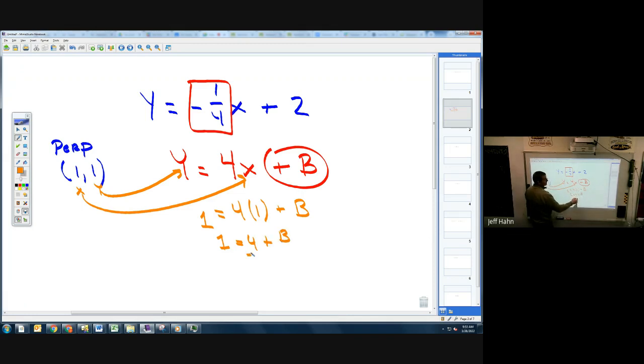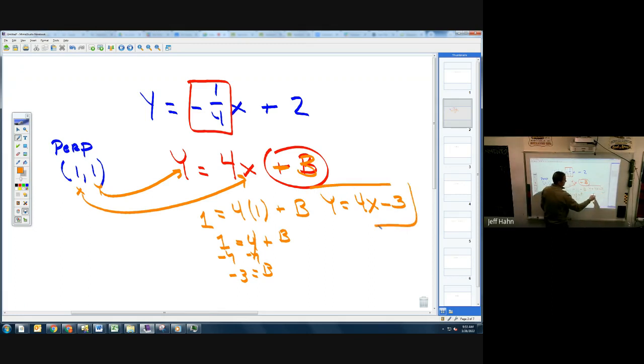I solve it for b. I just subtract 4. I subtract 4. I get, Zach, that looks like your 4s. So b equals negative 3. I just put negative 3 right here, and that's the answer to my problem. y equals 4x minus 3.